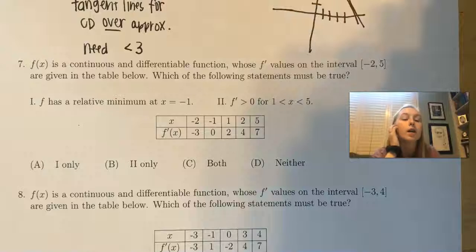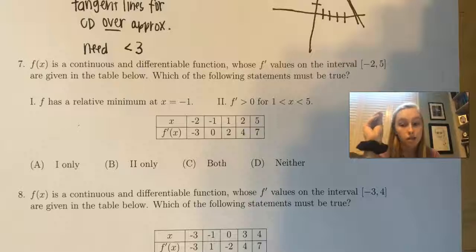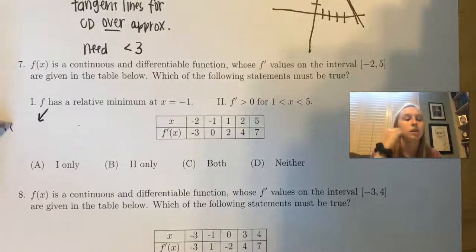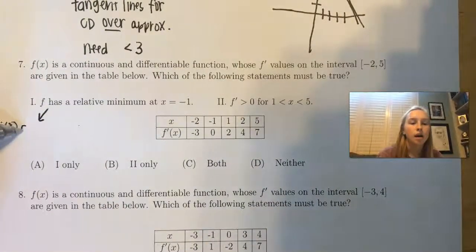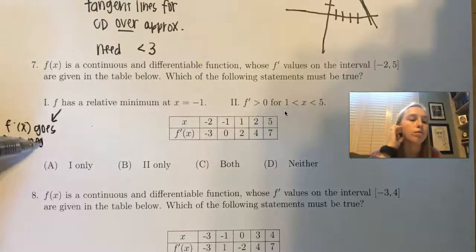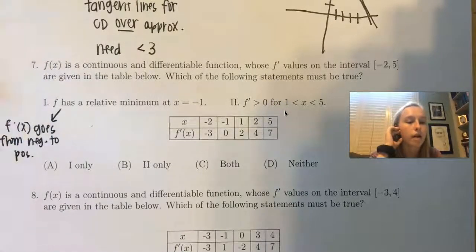Okay, done with me ranting. So f of x is a continuous and differentiable function whose f prime values are given on the interval below. Which of the following statements must be true? Must be true. So I think I start with statement 1, which is that f has a relative minimum at x equals -1. So that means that f prime of x goes from negative to positive.